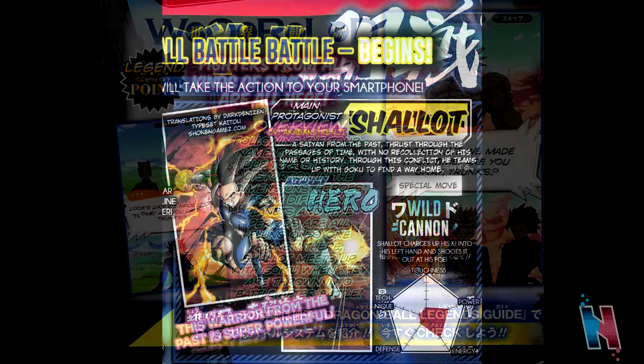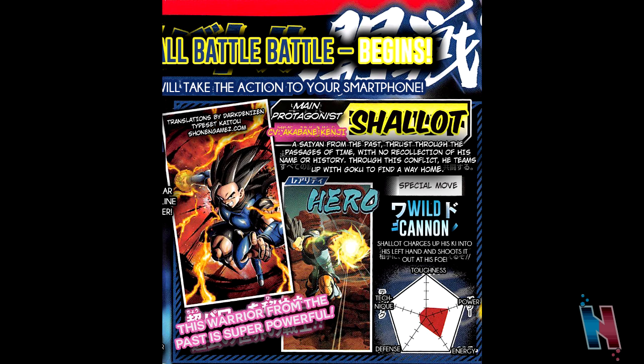So starting on the top right, of course, it does show main protagonist Shallot, as well as his Japanese voice actor, which is Akabane Kenji. Hopefully I didn't butcher his name, but we also did find out today that the English voice actor of Shallot is none other than Kagi. So congratulations to my homie Kagi for landing that role. But even so, as we move on, it says a Saiyan from the past thrust through the passages of time with no recollection of his name or history. Through his conflict, he teams up with Goku to find a way home.